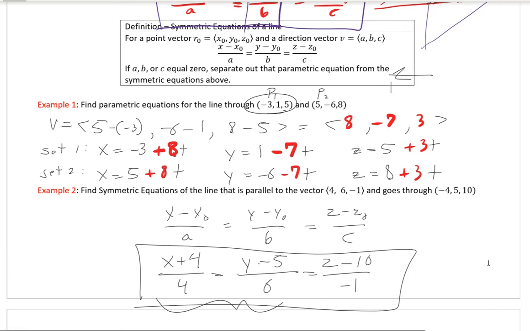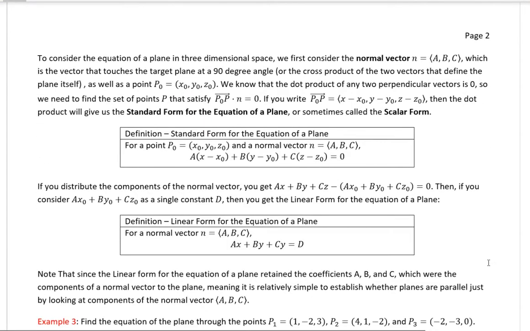So that's how you deal with lines, more or less. There's other ways, but those are the primary ones. Now, in order to talk about a plane is a little bit different.